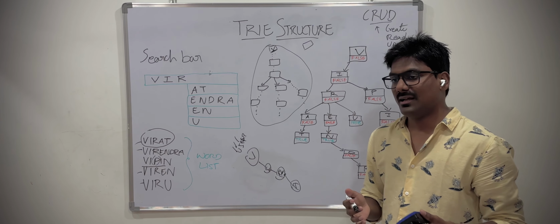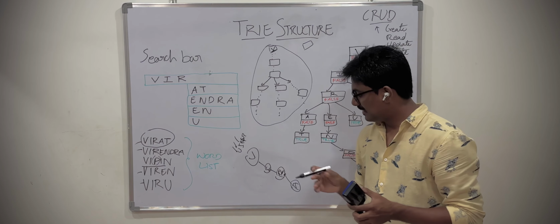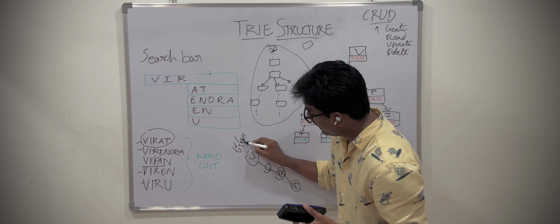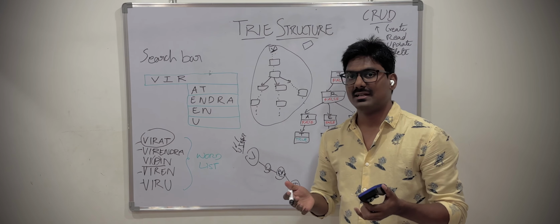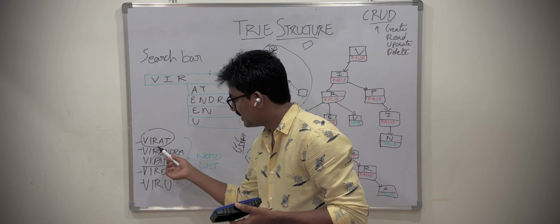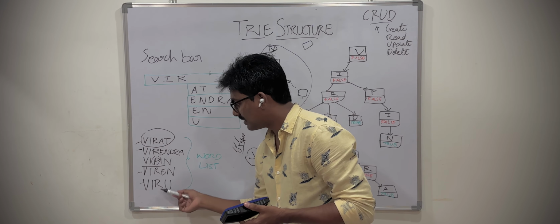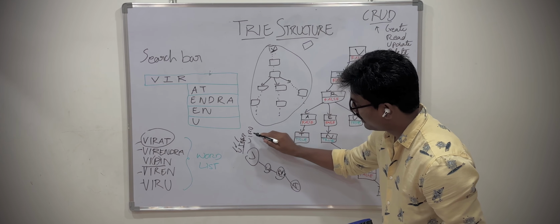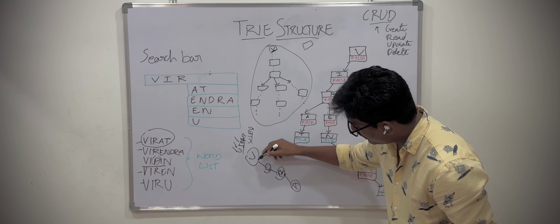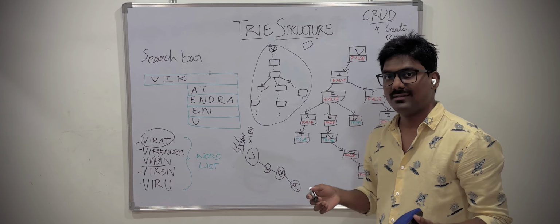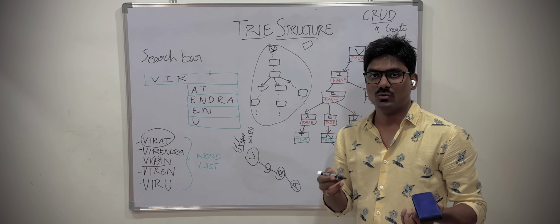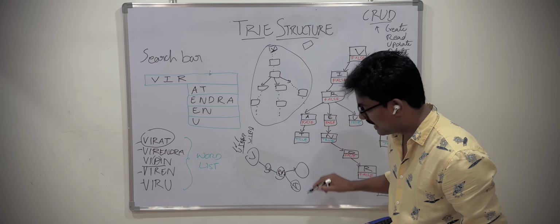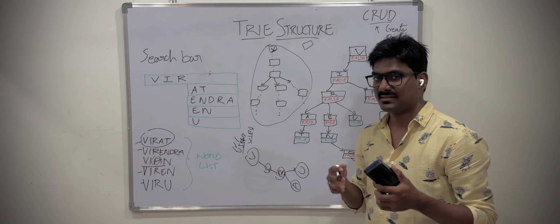But let's say with VIR, there are some other words coming up. Here you can see Virat, here you can see Viren, here you can see Viru. When you are entering Viru, you will come here and find that there is no node with character U. So then you will create another child to this R, and assign it as U. This is how the insertion works.